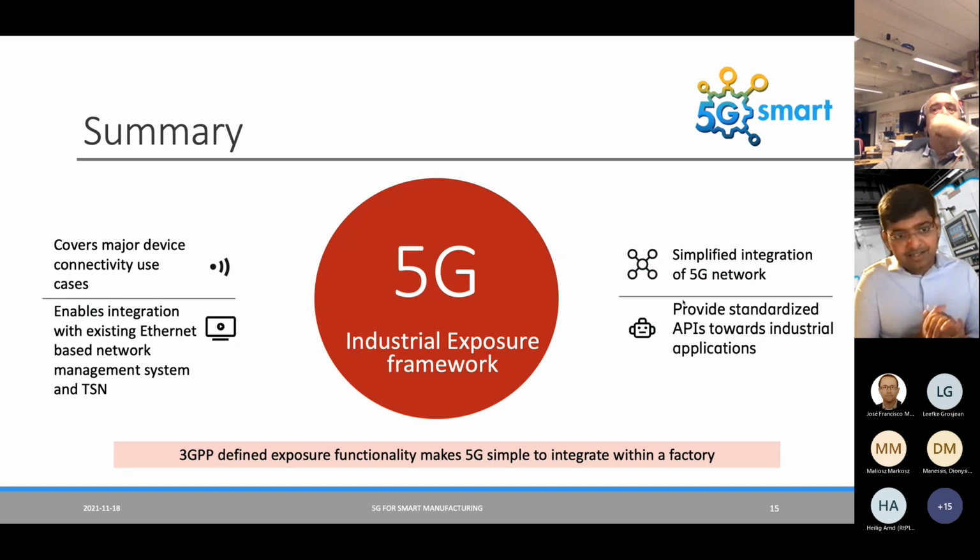So to summarize, this framework simplifies integration of the 5G system. It provides standardized APIs defined by 3GPP. It enables integration with existing network management systems, including TSN. And these APIs also cover major use cases, including device connectivity and network management use cases. This makes it very simple for 5G to integrate with the factory network.